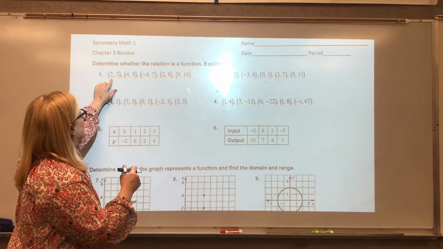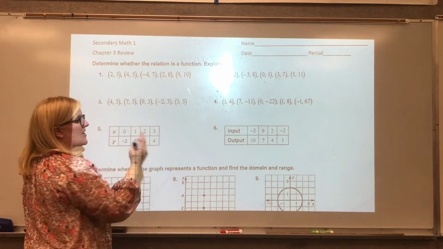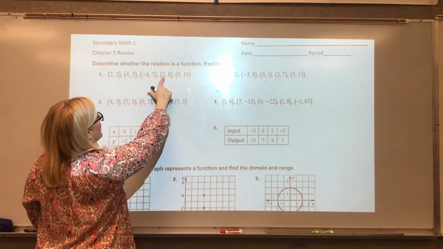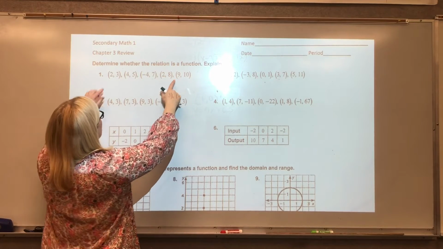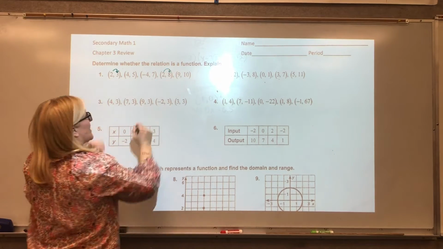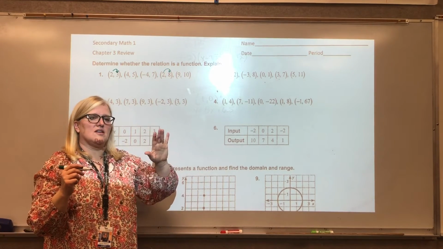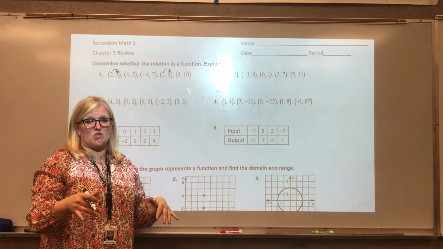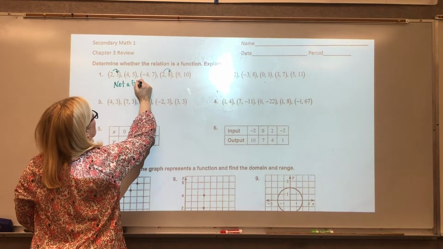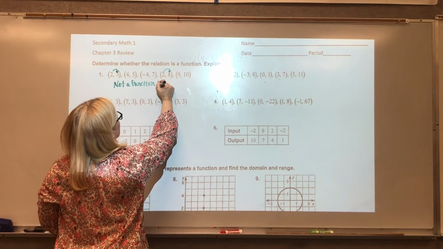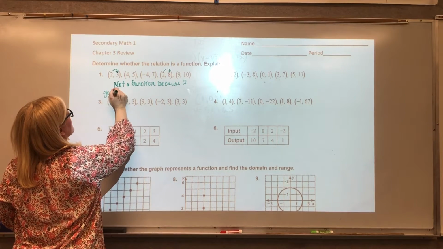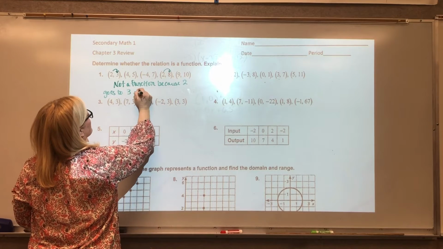So when we look at this, my input is the x values. So I've got 2, 4, -4. Here's another 2 and a 9. So I see that 2 goes to 3, but 2 also goes to 8. So this would be if you push the button on the soda machine and you got 2 sodas. So this is not a function because 2 goes to 3 and 8.